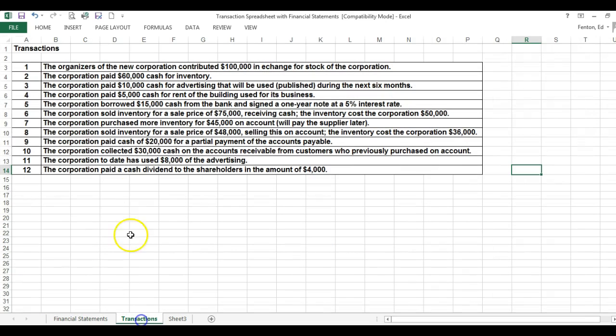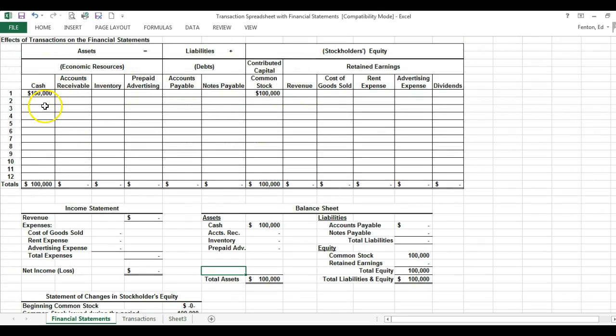The second transaction is the corporation paid $60,000 cash for inventory. So $60,000 is going out the door. Let's put a negative $60,000 in the cash account, and inventory then is increasing $60,000. You can see we still have not had any impact on the income statement. What we've done in this one transaction is exchange one asset for another one. We gave up $60,000 cash, but we now have $60,000 of inventory in its place. Total assets still $100,000, and nothing changed on the liability and equity section of the balance sheet.